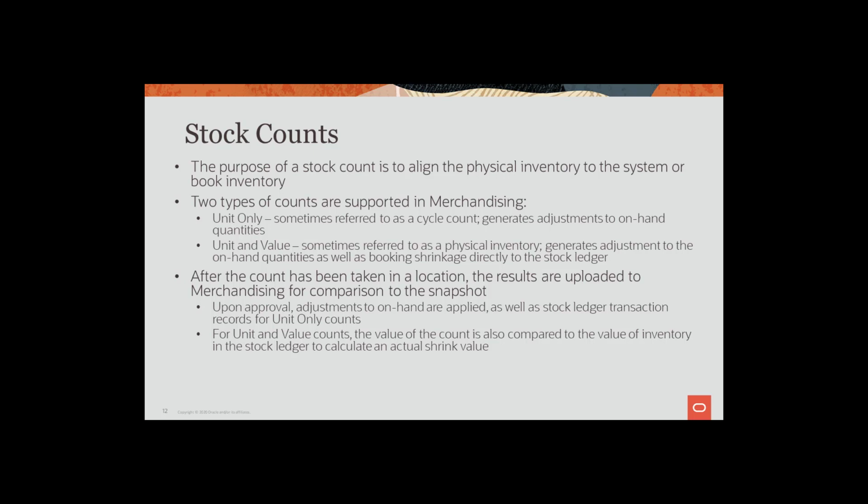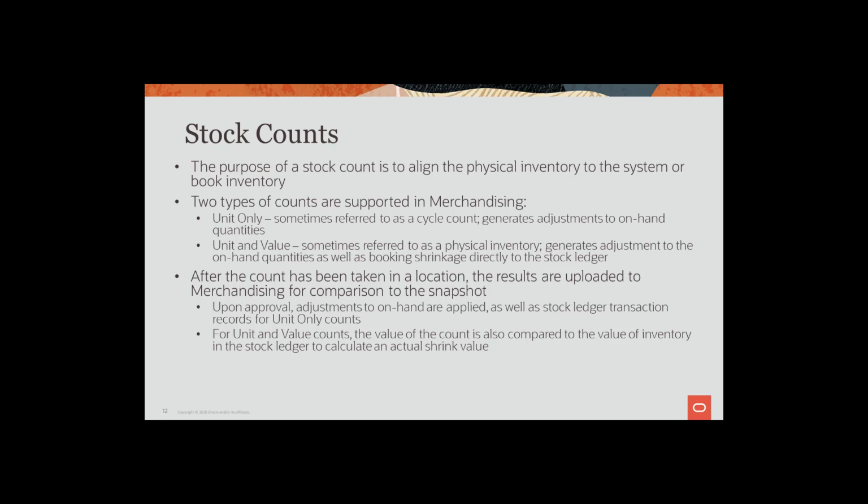Unit and value counts are usually done once a year and are sometimes referred to as full physical counts, as they often are for a full location. The result of this type of count also updates the item location stock on hand. However, instead of updating the transaction level stock ledger, the total cost and retail amounts that were determined in the count are used to directly calculate the shrink amount in the stock ledger.